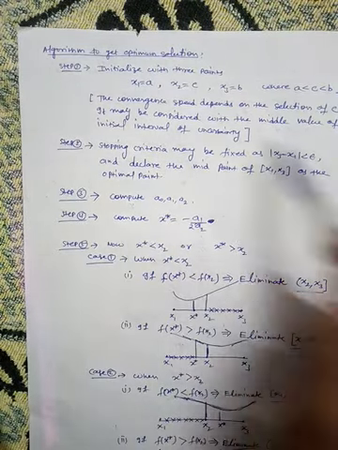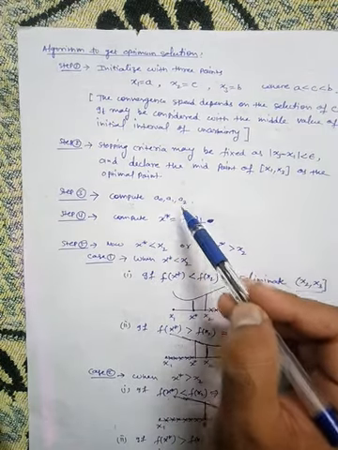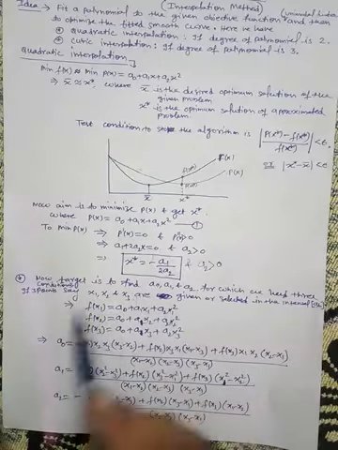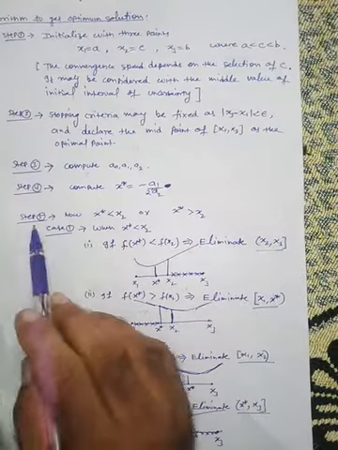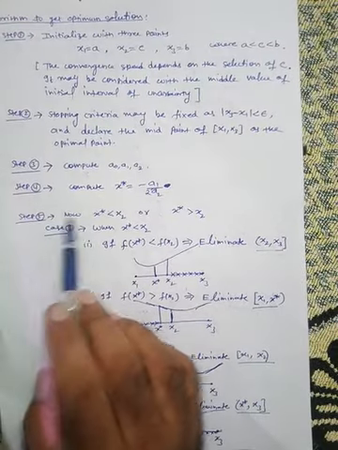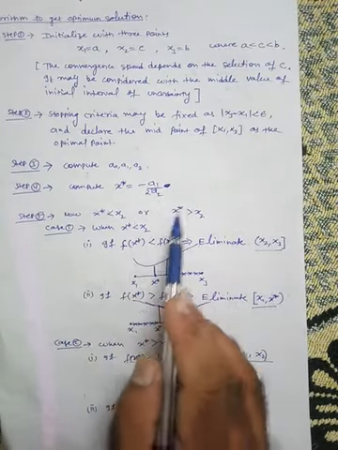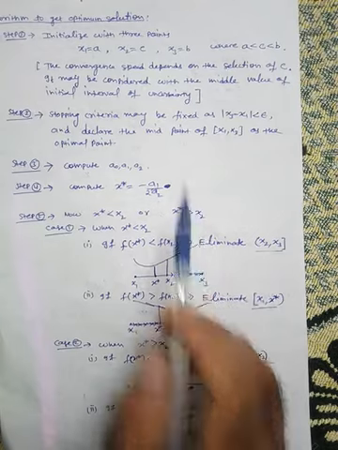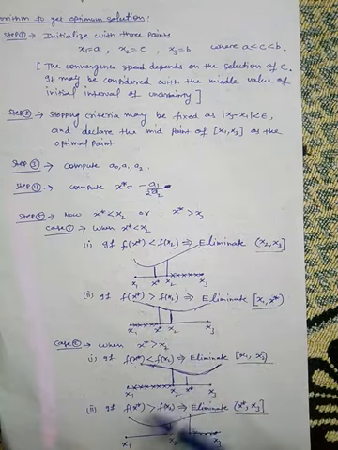But to reach this stopping criteria, first we compute a0, a1, a2 with the help of these three equations. Then compute x star. x star is nothing but minus a1 by 2a2, with the help of this equation. Okay, then in step number 5 we have two cases: either x star is less than x2 or x star is greater than x2. What is x2? x2 is the midpoint.